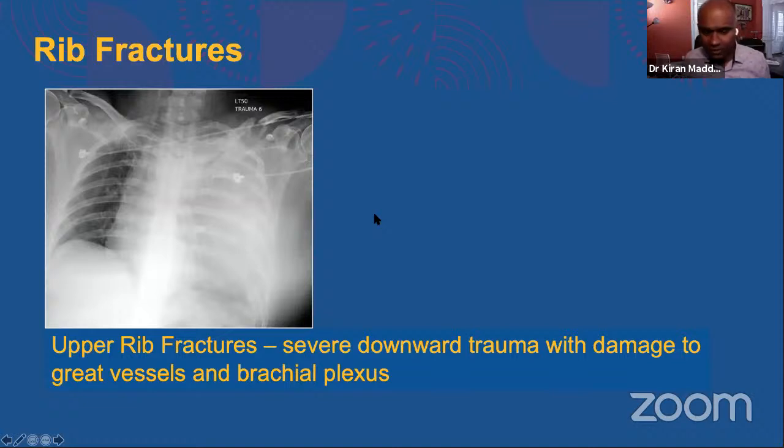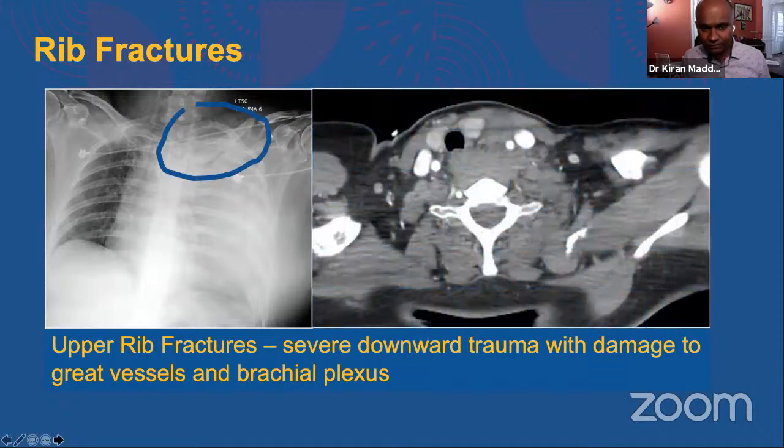So already some students have picked up the clavicle fractures here. We talked about the left hemithorax, but here my point of teaching is whenever you see a clavicle fracture, or upper rib fractures, it means that it has a severe downward trauma, especially in an MVC. And most importantly, there can be damage to the great vessels and brachial plexus, which can cause neurological damage to the patient. So this is where you have to keep your focus. The first rib and the clavicle, both are fractured there.